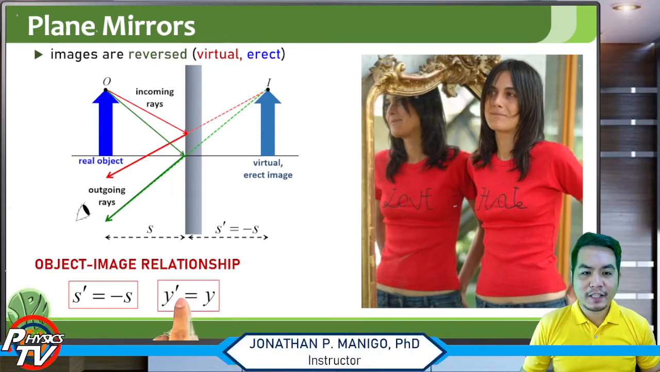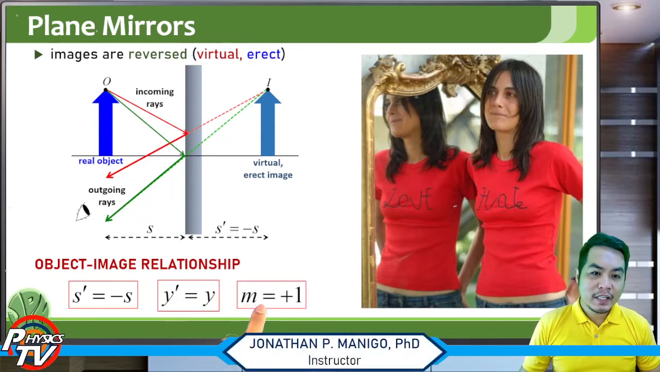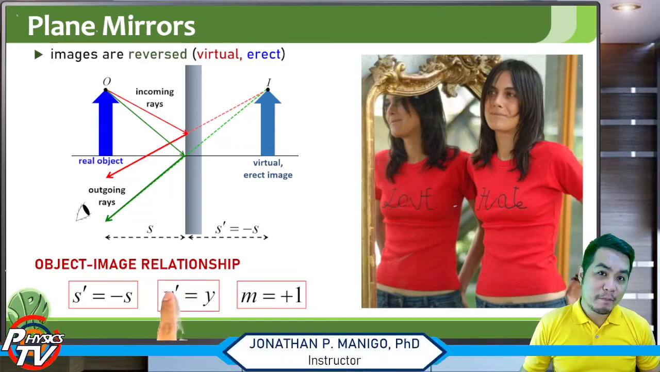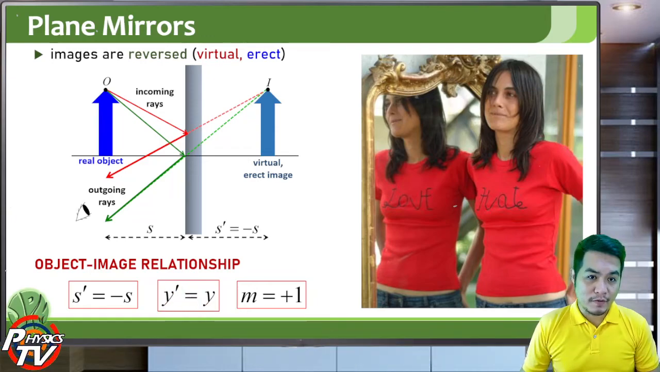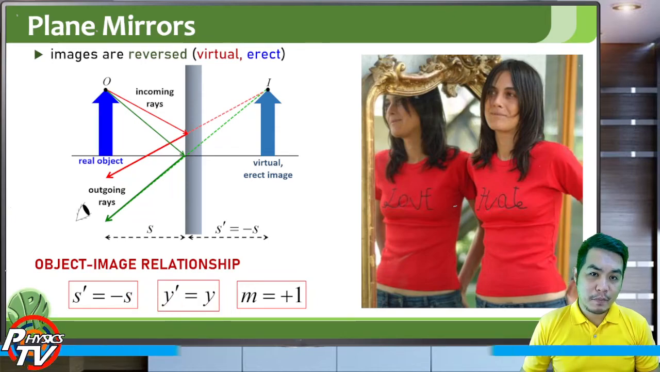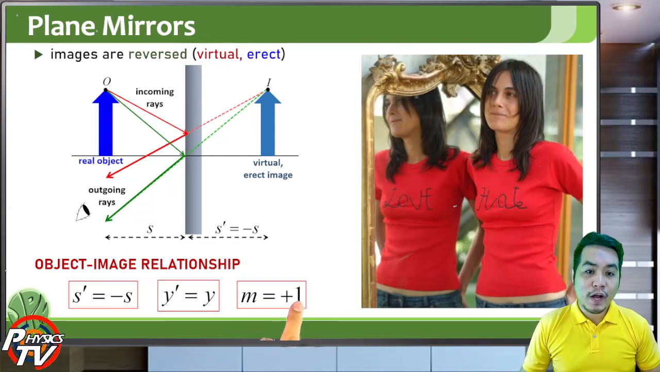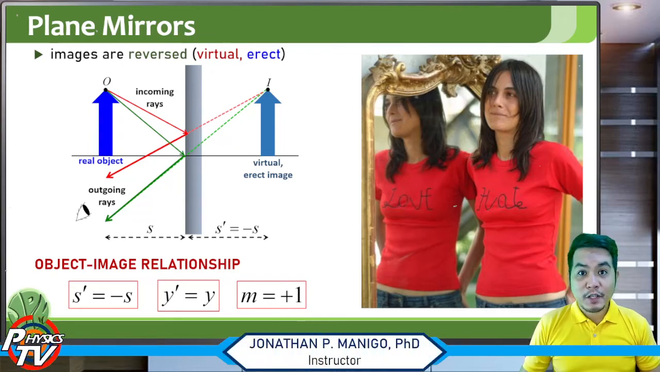So same height, and meaning if they have the same height, then the magnification is just y prime over y, the ratio between the image height and the object height, and you will get +1. So these are the object-image relationships for plane mirrors. Same height, and then magnification is positive, meaning it's erect, and it's 1, meaning it's neither larger nor smaller than the object, it's the same height.